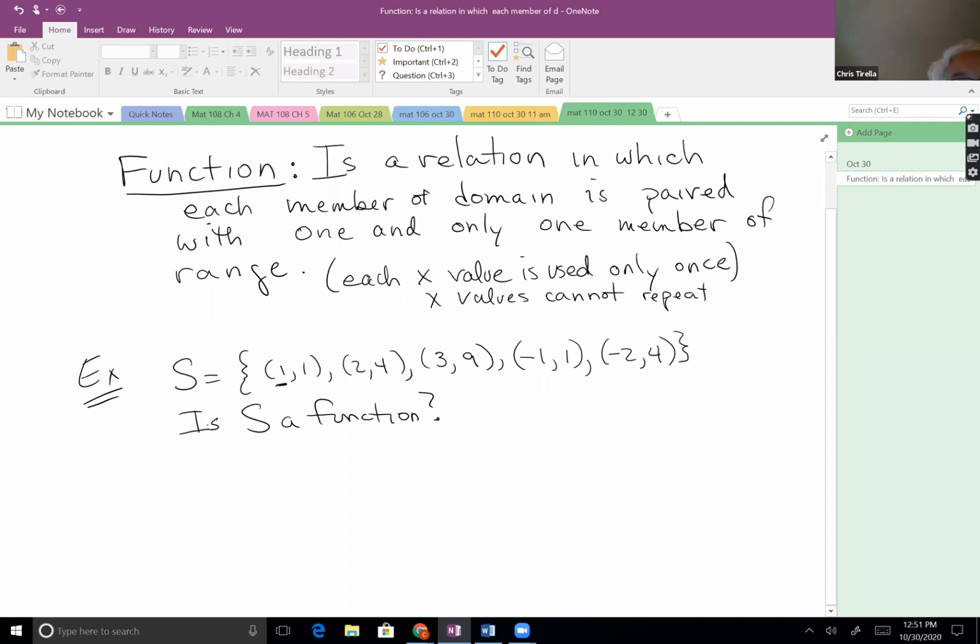This ordered pair has an x value of 1. Does any other ordered pair have an x value of 1? No. This has an x value of 2. That's the only 2. This has an x value of 3. That's the only x value of 3. This has an x value of -1. That's the only x value of -1. And over here, that's the only x value of -2. So is it a function? Yes. No x value is repeated.